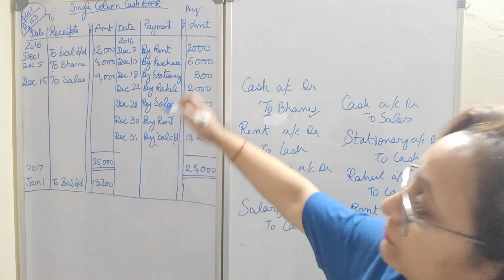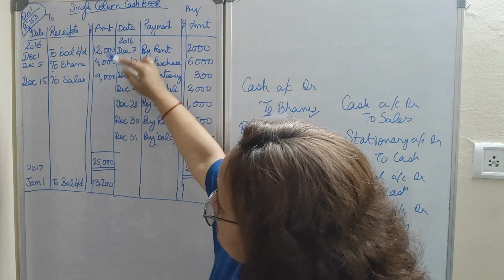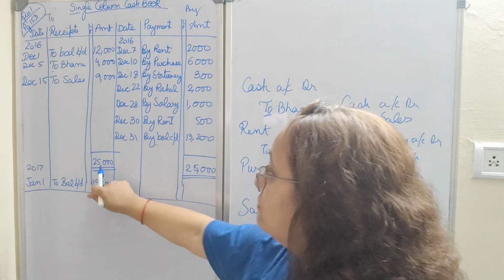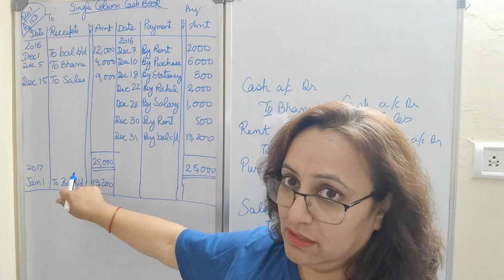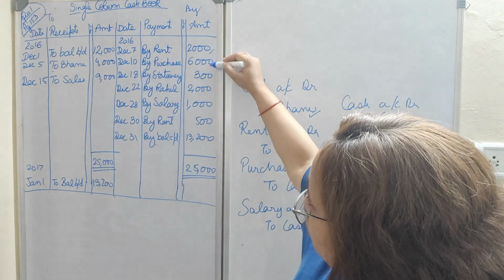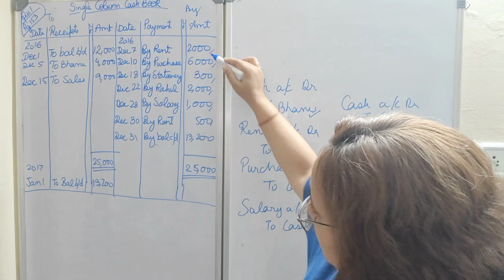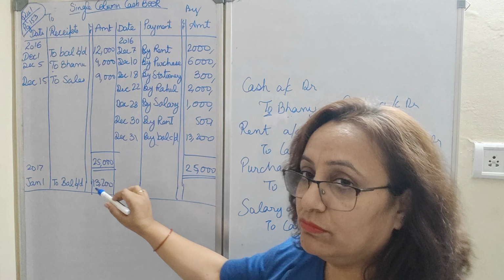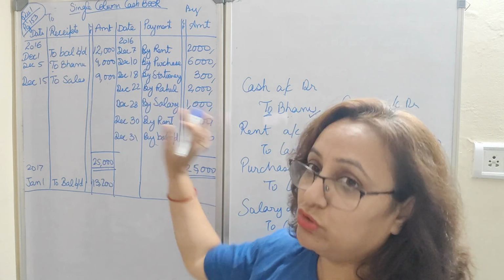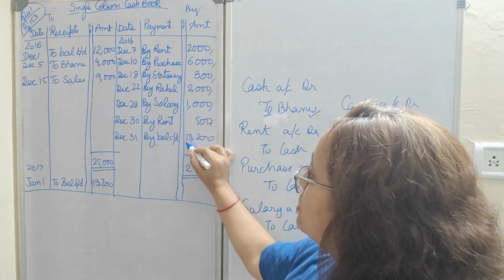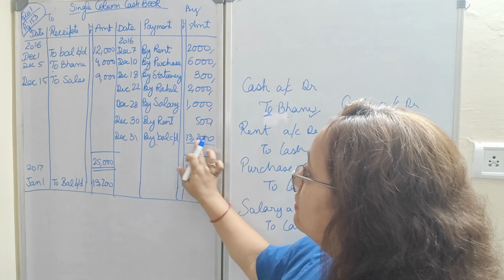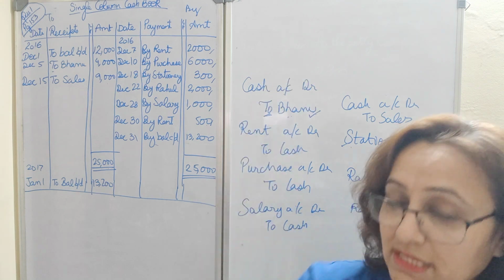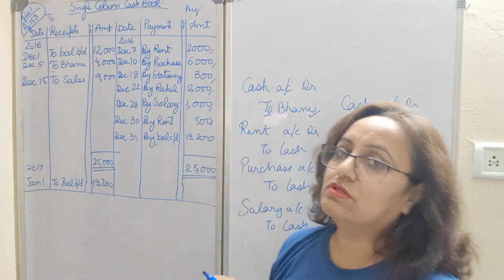This balance we will find. First we will total all these three amounts. The total of these three amounts will come as 25,000, which we will write on both the sides. Right? Then we will do the total of all the transactions over here. Whatever we get over here, we will subtract it from 25,000 to make both the sides equal. The amount which must be written on this side is 13,200. So the balance of this year is 13,200.